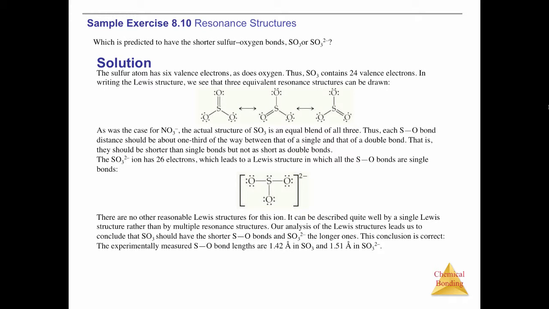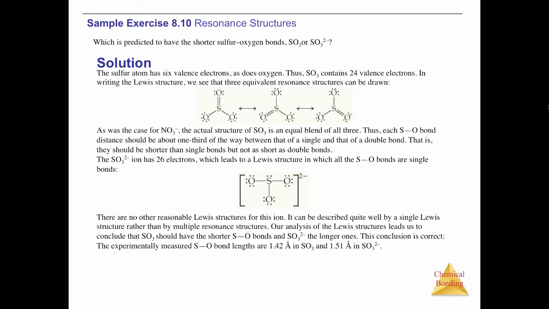Thus, each sulfur to oxygen bond distance should be about 1/3 of the way between that of a single and that of a double bond. That is, they should be shorter than single bonds, but not as short as double bonds. The SO3-2 ion has 26 electrons, which leads to a Lewis structure in which all the sulfur-oxygen bonds are single bonds. There are no other reasonable Lewis structures for this ion.